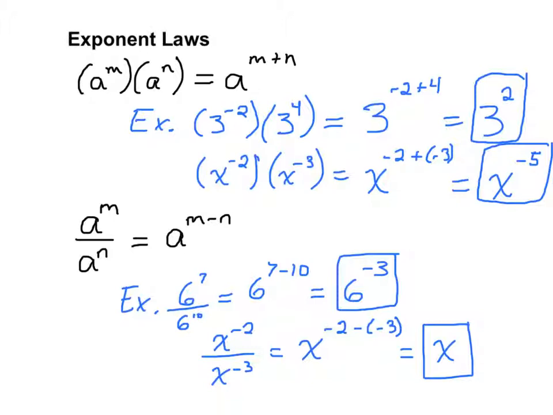Just a quick note as well, when you are subtracting the exponents, you always take the top exponent and then subtract the bottom one from it. So it's top minus bottom every time with this second exponent law.